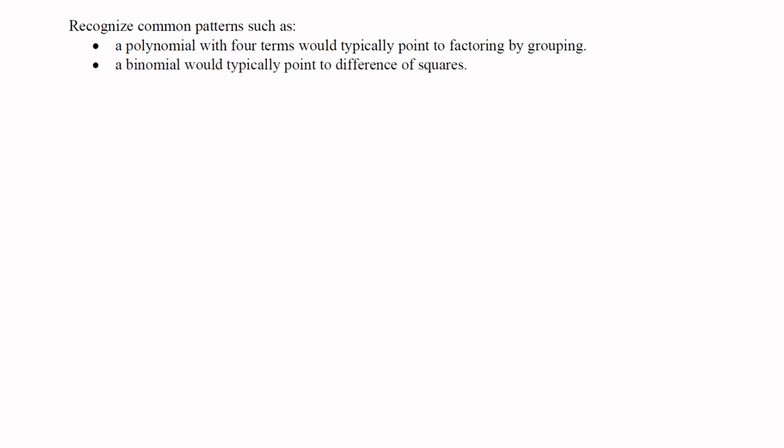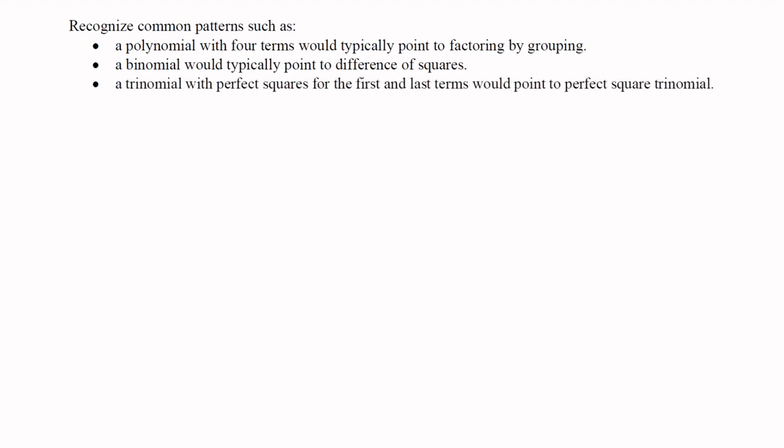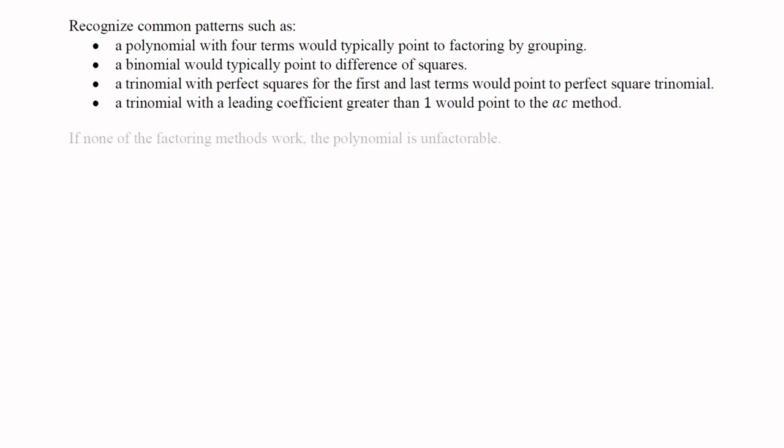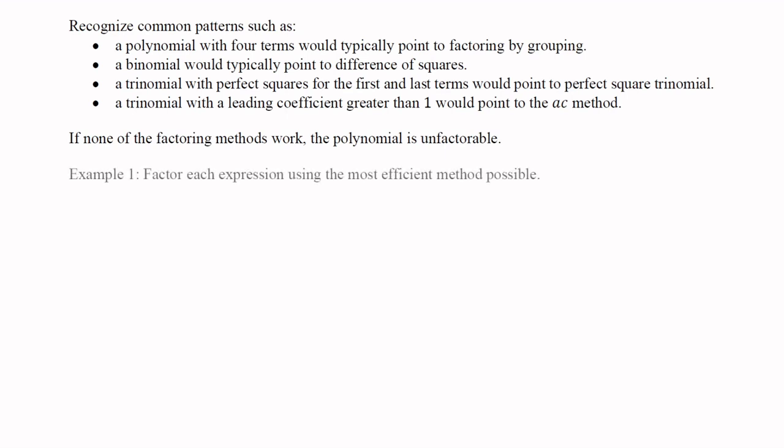So you want to recognize common patterns, such as a polynomial with 4 terms would typically point to factoring by grouping. A binomial would typically point to a difference of squares. A trinomial with perfect squares for the first and last terms would typically point to a perfect square trinomial, and a trinomial with a leading coefficient greater than 1 would point toward the AC method. If none of the factoring methods work, the polynomial is unfactorable. So let's take a look at a few different examples and see which factoring technique will work for each.